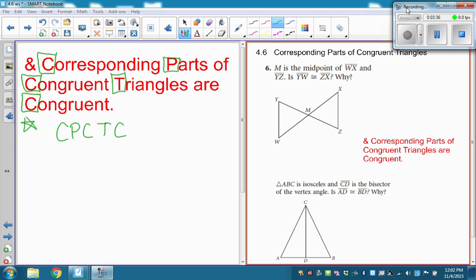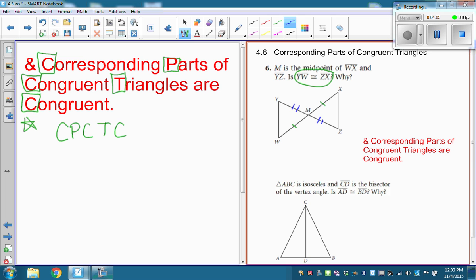and YZ. And they're asking you this. What they're really asking you is, are these corresponding parts congruent? And so in order to say yes or no, you have to make a little argument off to the side of your paper. It's like an informal proof. So you're going to take M as the midpoint of WX. And so you would mark your picture like that. It also tells you M is the midpoint of YZ, so you would mark your picture like that.